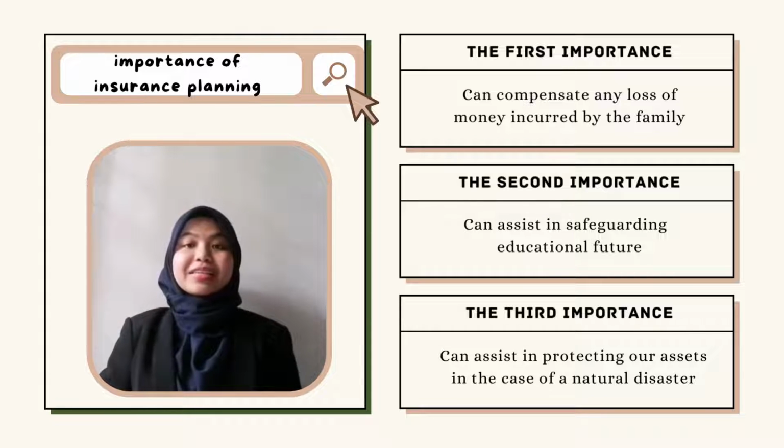Lastly, insurance can assist in protecting your house in the case of a natural disaster. Your house insurance policy will assist you in obtaining coverage for damages to your home and will cover the cost of repairs and rebuilding. That's all for my part. I will pass this presentation to Afi. Thank you.